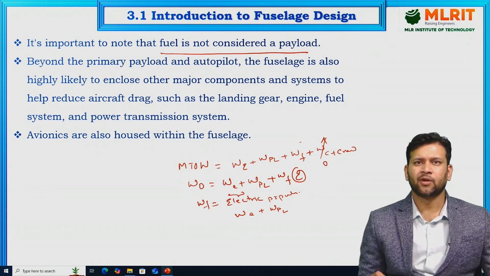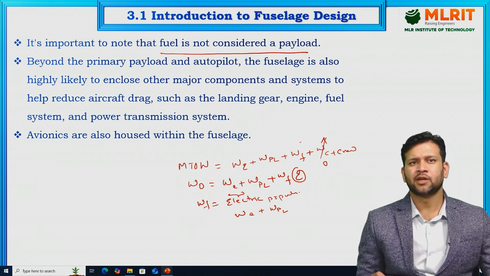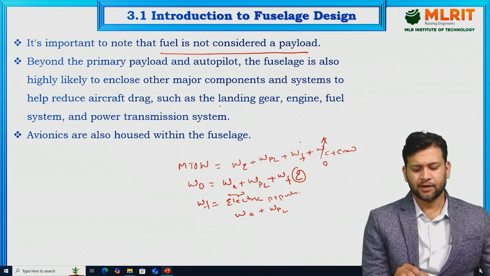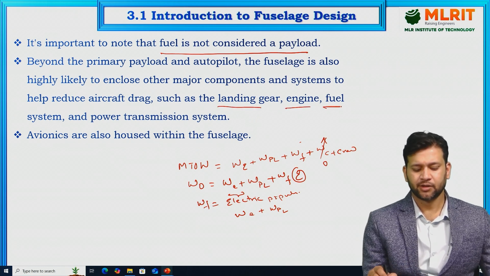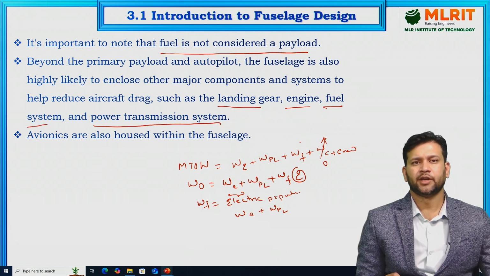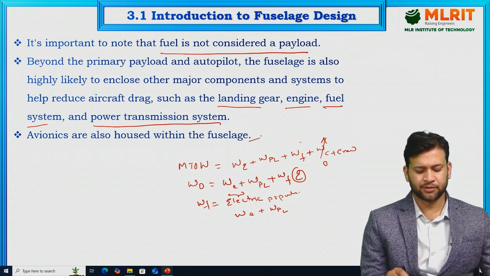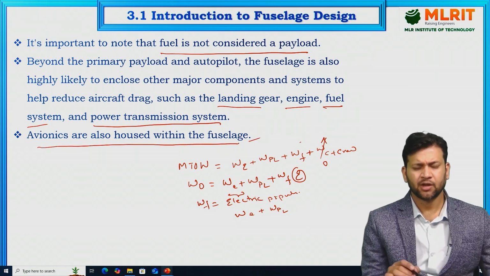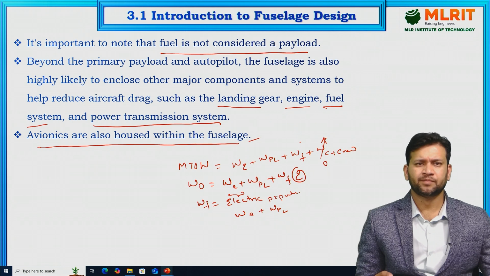Beyond the primary payload and autopilot system, the fuselage is also highly likely to enclose other major components and systems in order to help reduce the aircraft drag, which includes landing gear, engine, fuel system, and power transmission system. Avionics are also housed within the fuselage. The entire avionics system is placed inside the fuselage such that it is completely streamlined.